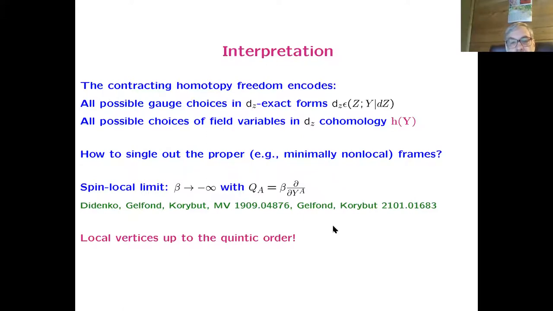And in the limit beta to minus infinity, somehow non-local tails of higher derivatives decouple and go away, so that one is left, in all those examples that we know, with local or spin-local vertices, let's say. And these were derived up to the quintic order. So there are a lot of very explicit results that show that the story is going to be spin local.